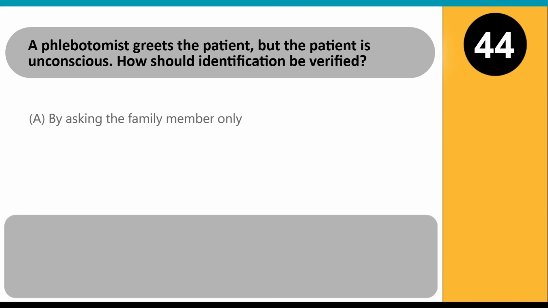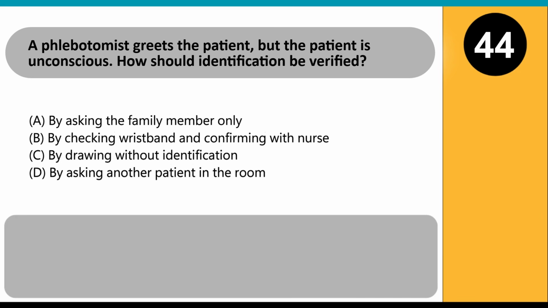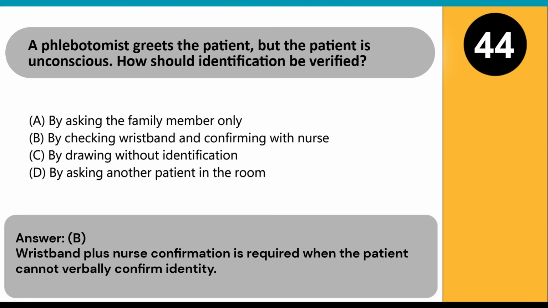A phlebotomist greets the patient, but the patient is unconscious. How should identification be verified? A. By asking the family member only. B. By checking wristband and confirming with nurse. C. By drawing without identification. D. By asking another patient in the room. Answer B. Wristband plus nurse confirmation is required when the patient cannot verbally confirm identity.